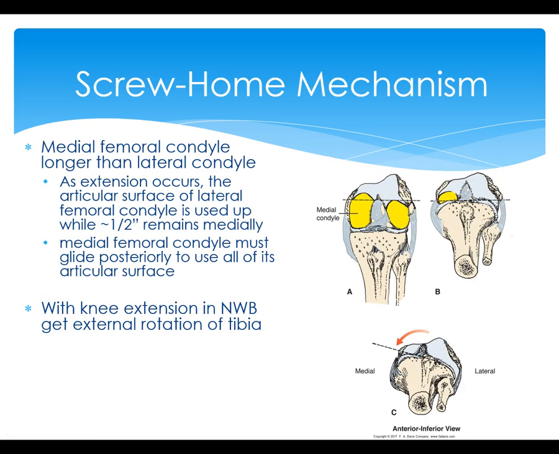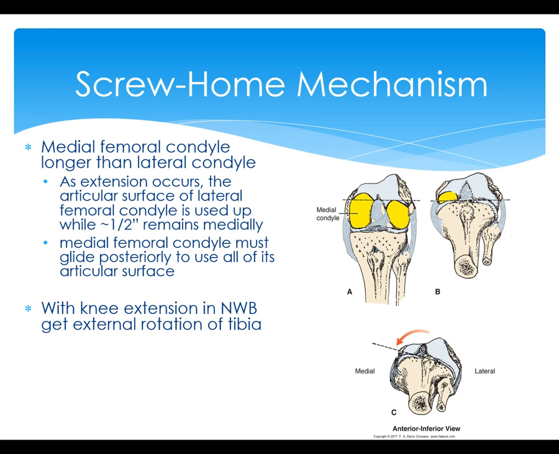So we kind of already briefly mentioned that the knee joint actually has a rotational component, and that rotational component is called the screw home mechanism. The medial femoral condyle is longer than the lateral condyle. So as extension occurs, the articular surface of the lateral femoral condyle is used up, while about a half inch remains medially. The medial femoral condyle must glide posteriorly to use all of its articular surface.